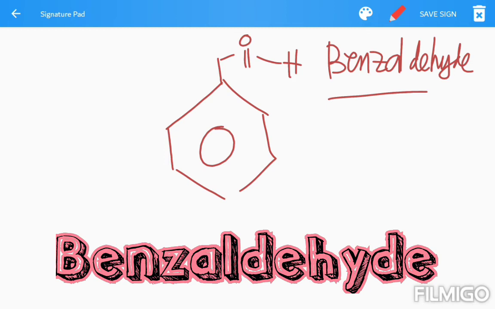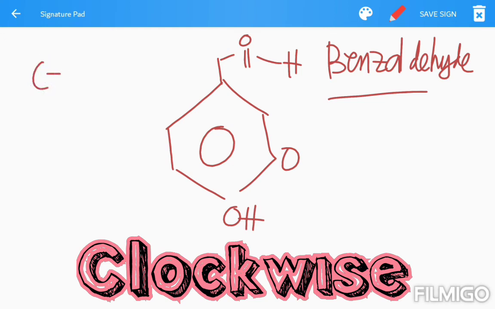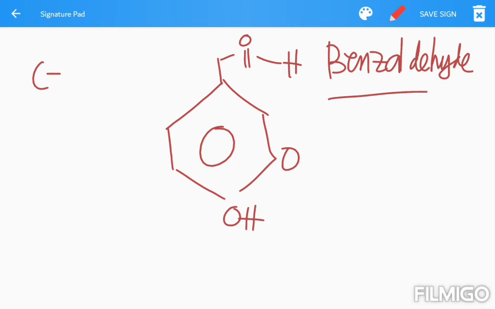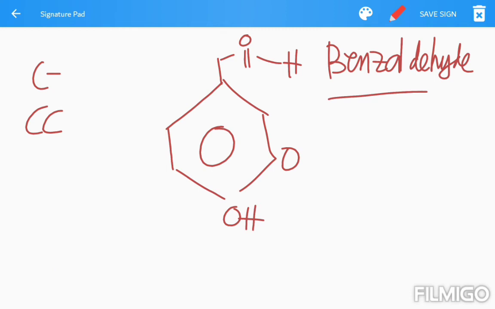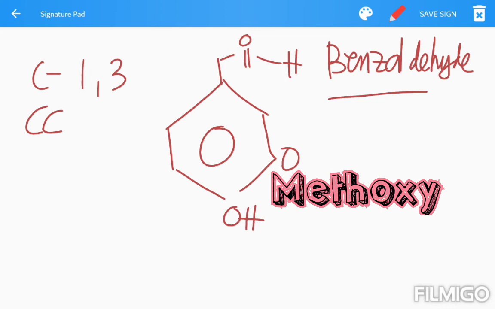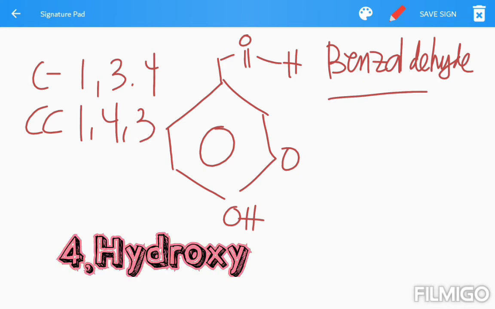So I have here a methoxy and I have here a hydroxy. Okay, so how can I number this particular molecule? First of all, I want to check if I can count it from right to left, which is called clockwise, and also I can count it from left to right, which will be counterclockwise. For example, if I count it clockwise, it will be 1, 2, 3, which gives me number 3 for the methoxy and number 4 for the hydroxy. And also if I count it from left to right, it will give me 1, 4, 3, number 4 for the hydroxy and number 3 for the methoxy.